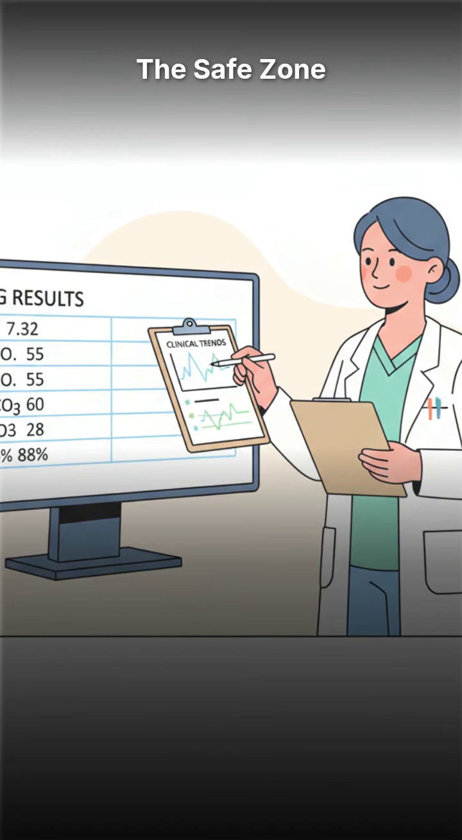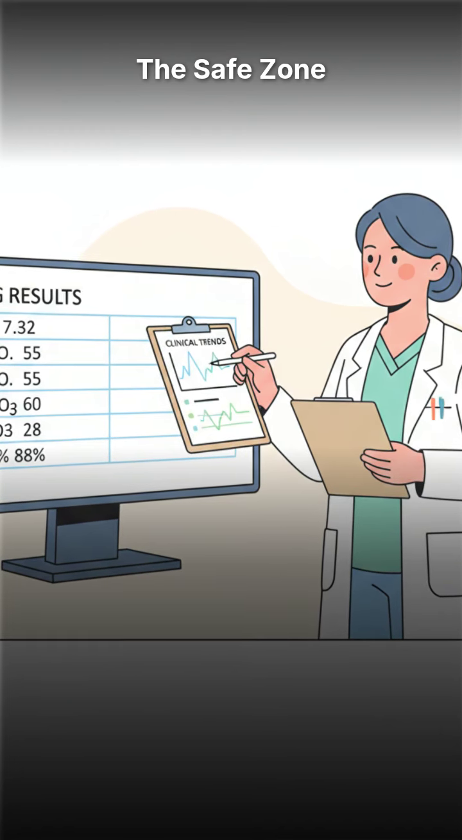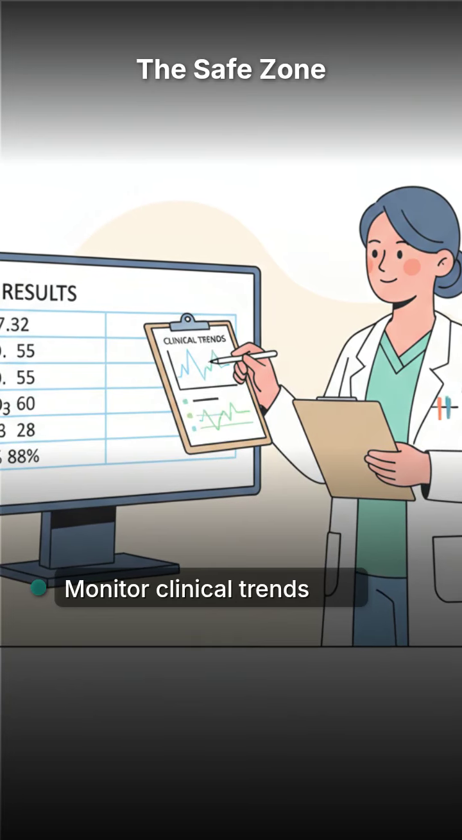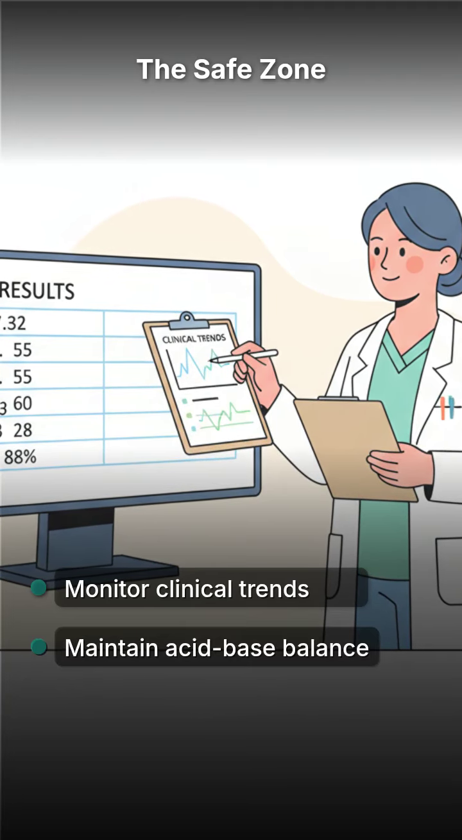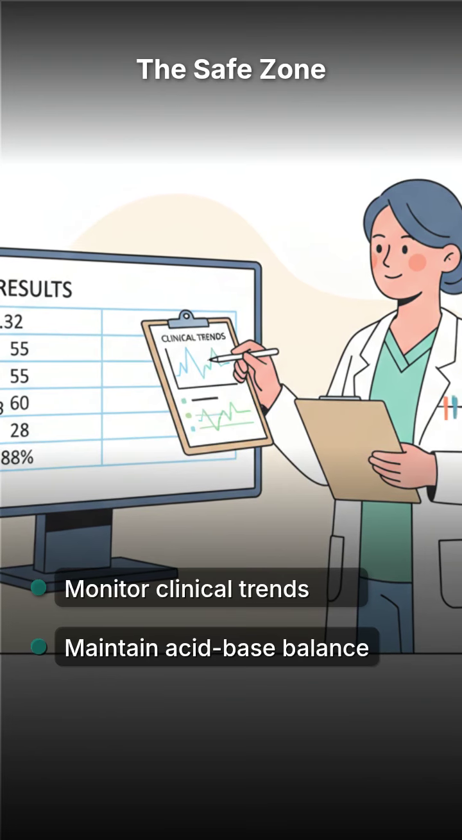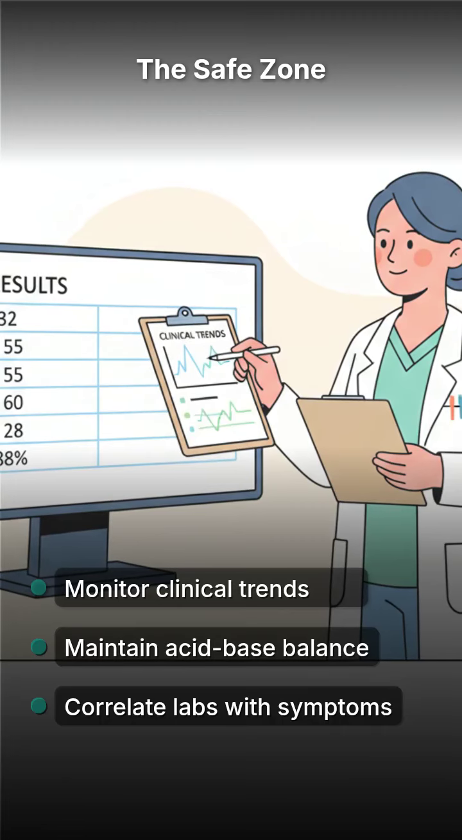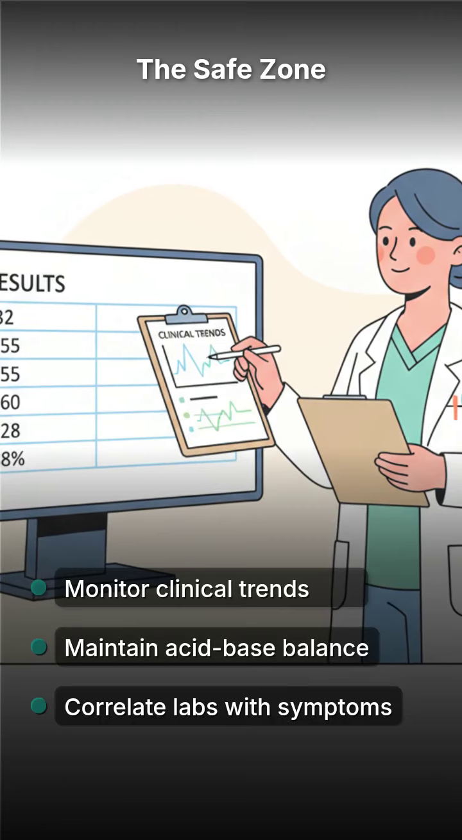Nurses must monitor these trends to intervene before respiratory failure occurs or acid-base balance is compromised. By staying within the 35 to 45 safe zone, you ensure optimal oxygenation and cellular function. Always correlate these laboratory values with your patient's clinical symptoms for accurate assessment.